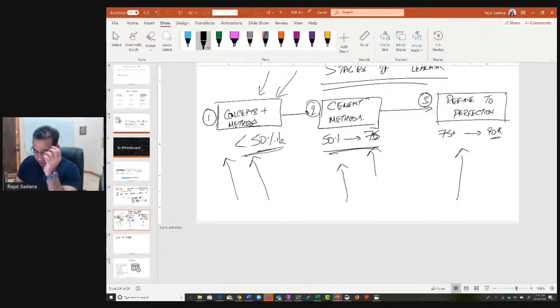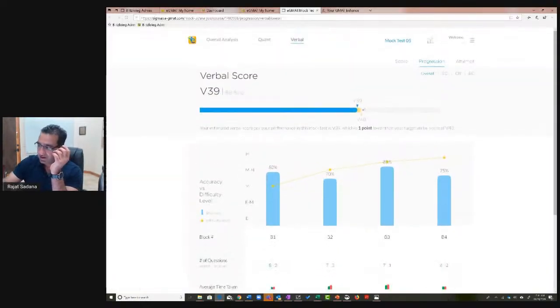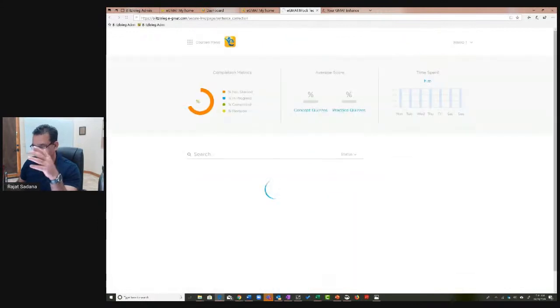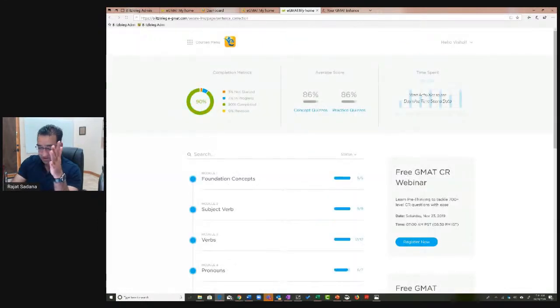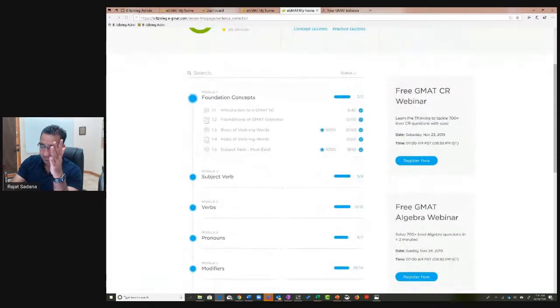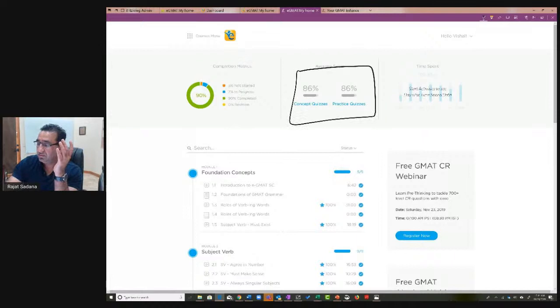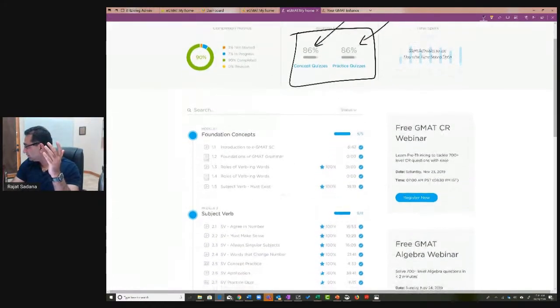Now, the same guy that we were talking about, if you look at his EGMAT portal, let's go and look at his EGMAT portal over here. What you're going to find is, this is his SC course. There are 87 points of feedback that he has received, and his average score is pretty high, 86% in concept and practice quizzes.